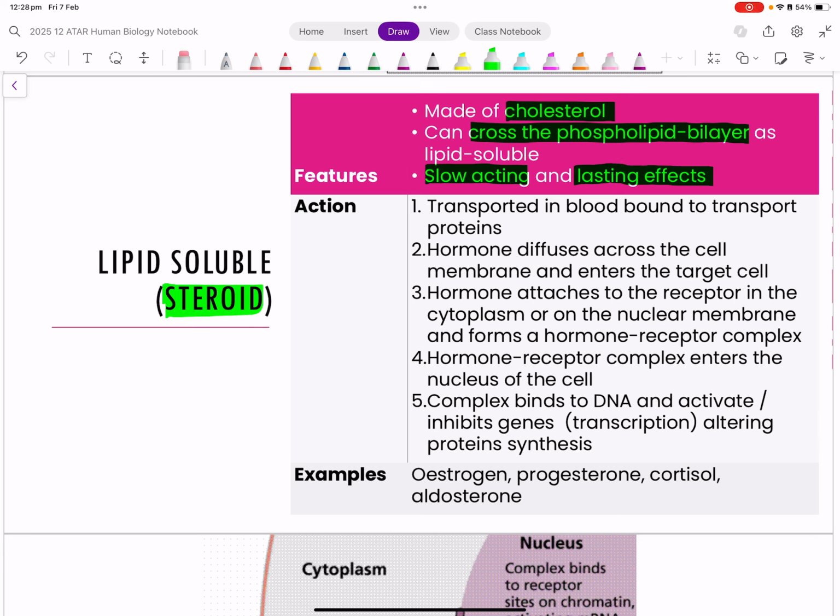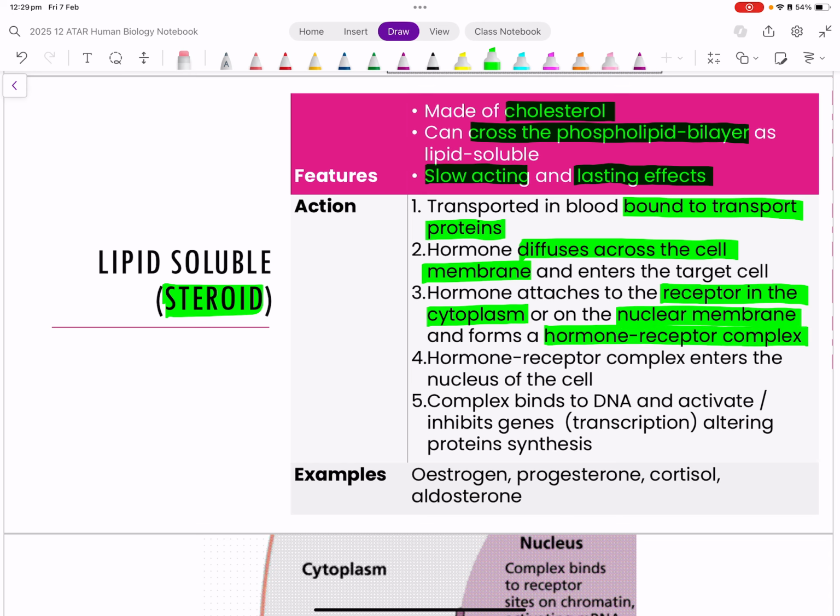So, in order to travel through the blood, lipid-soluble hormones cannot dissolve in blood plasma. What they need to do instead is bind to transport proteins found in the blood. When they get to the cell, they have a bit of an easier job though, and they can diffuse straight across the cell membrane and enter that target cell. Once they're inside the cell, the hormone will attach to a receptor, and that receptor is found in the cytoplasm, or, in this case, the nuclear membrane. And this is when the hormone receptor complex is formed.